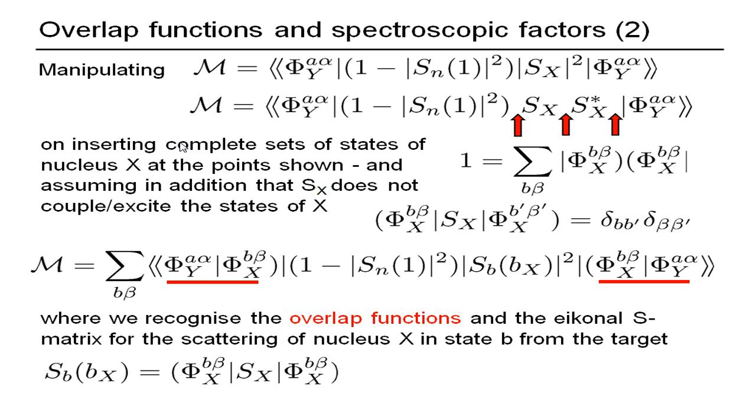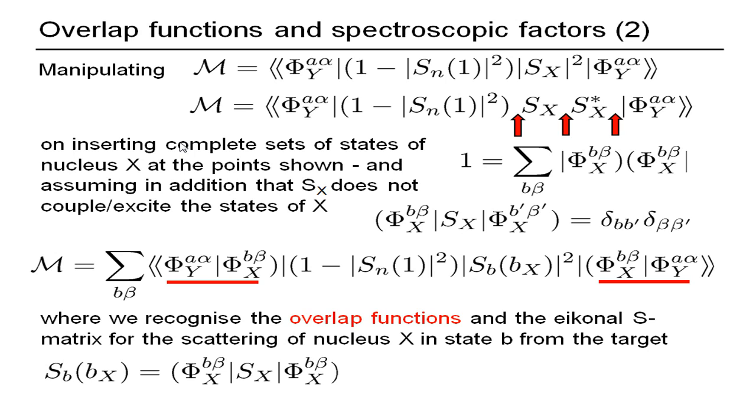And if we assume, remember what our basic assumption was, that I'm going to remove nucleon 1, but the operation does not change the states of the nucleons constructing B. So if we assume that this Sx here does not couple or excite the states of X, then whenever I have something like this with an Sx sitting between states of X, it's diagonal. This is the statement that Sx does not excite or couple different states of B.